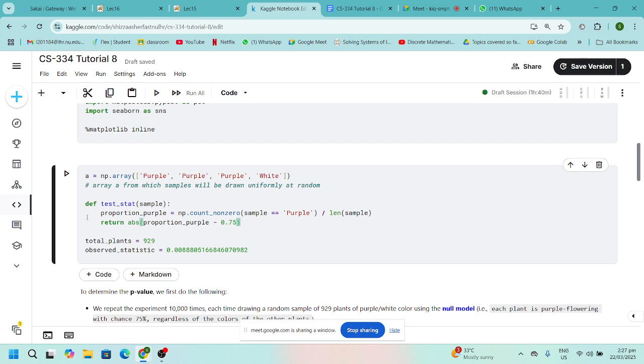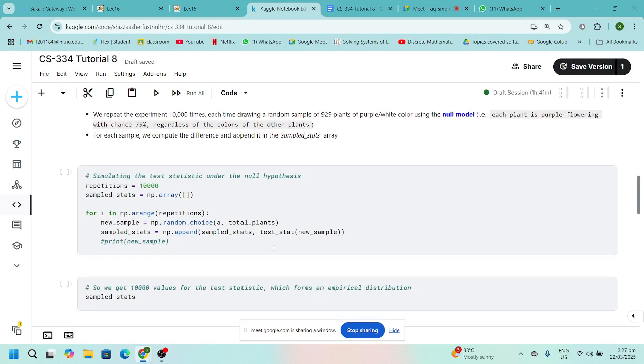So when I repeat the experiment 10,000 times, then for each of the 10,000 times, I generate 929 random values based on this array. Then I compute the test statistic based on this function, which is simply I count the number of zeros then divided by the length of the sample, which should be 929. Anyway, this is how we have called it in our function. You generate a new sample, you do it 10,000 times. For each new sample, you find the test statistic, then you append it to your list of test statistics.